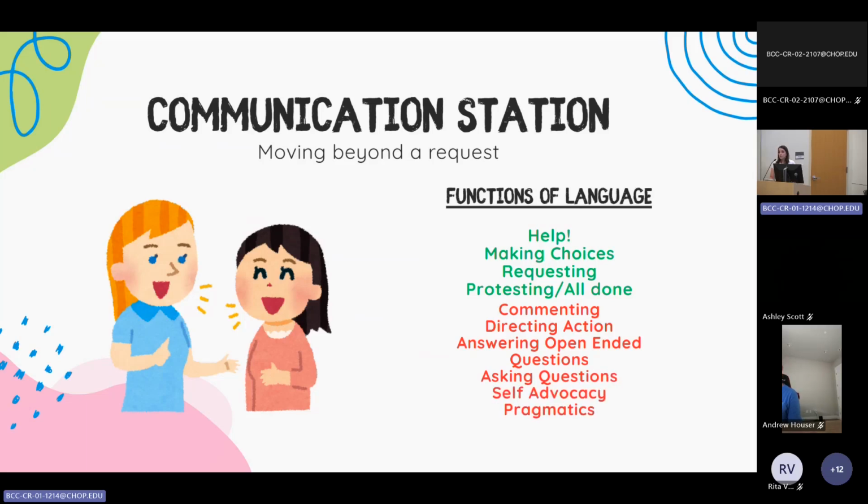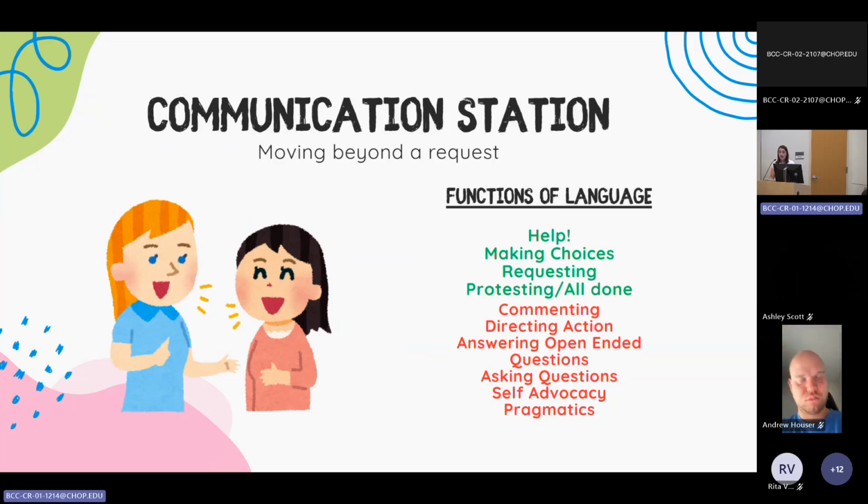Commenting, I like your shirt. Directing action, go open the door for me. Answering open-ended questions, asking questions, self-advocacy, I need to use the bathroom, I'm uncomfortable, something hurts. And then pragmatics, just having a conversation. I think that even as speech therapists, we get stuck in the green and we're like, okay, well, they can do all these basic things. We're discharged, we're ready to go.